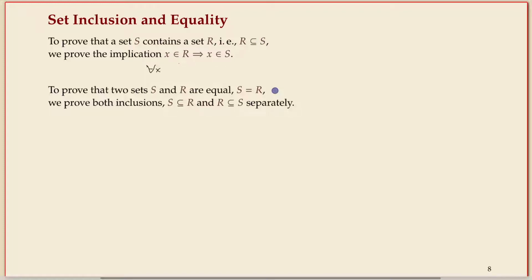We can also sometimes want to prove that 2 sets are equal. But S equals R is the same as S is contained in R and R is contained in S. So again, we can go back to implications all the way through, and we know how to deal with those. That's my assumption for now.